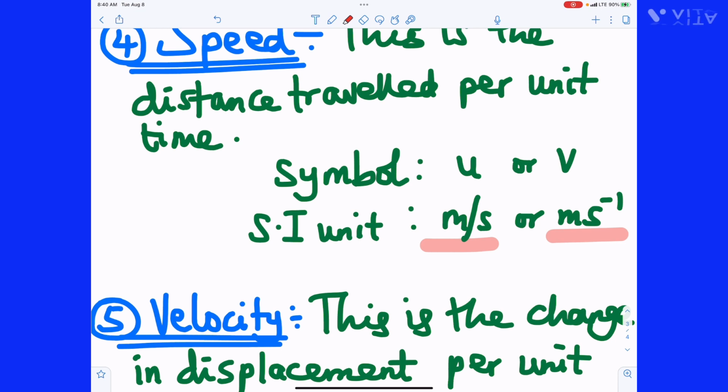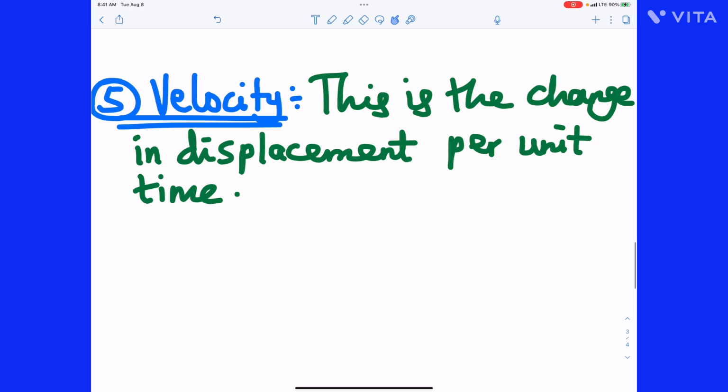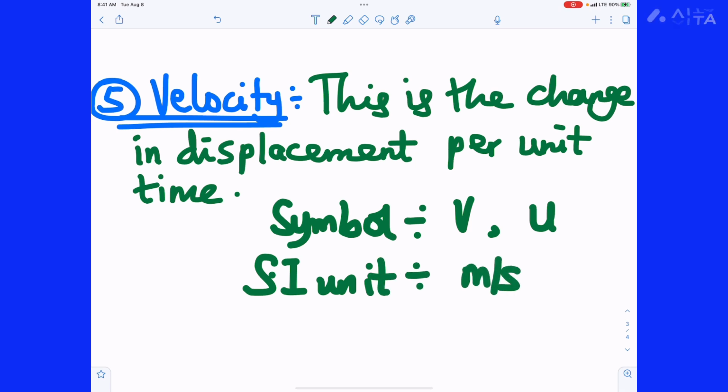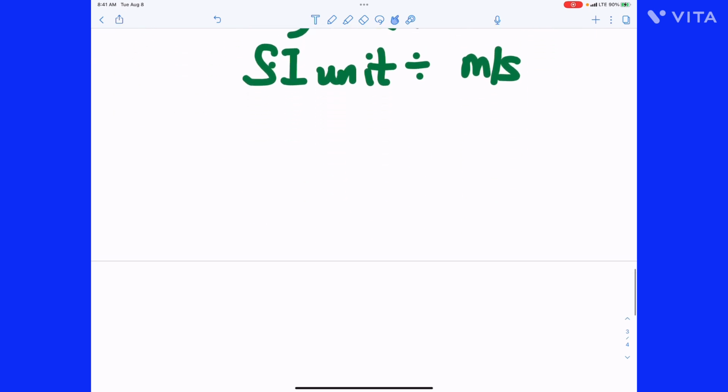You will see how that comes up now. But let's treat velocity first. Velocity is the change in displacement per unit time. The symbol for velocity is V or U. U for initial velocity, V for final velocity. And the SI unit of velocity is meters per second. Are you getting that? The SI unit of velocity is meters per second.